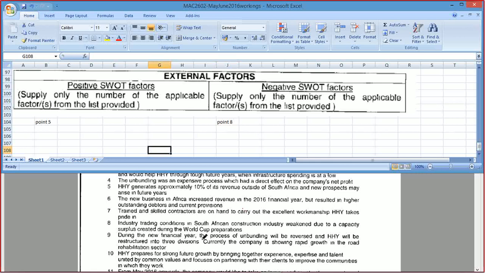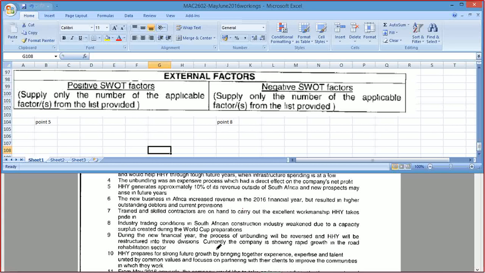Okay. During the financial year, the process of unbundling will be reversed, and HHY will be restructured into 3 divisions. Currently, the company is showing rapid growth in the road rehabilitation sector. Okay, so obviously they're in the construction industry. They're looking at a process of restructuring this company into 3 divisions. That would be internal. The company is currently showing rapid growth in the road rehabilitation sector. So that would also be internal. So unbundling will be reversed out and will be reconstructed in 3 divisions.